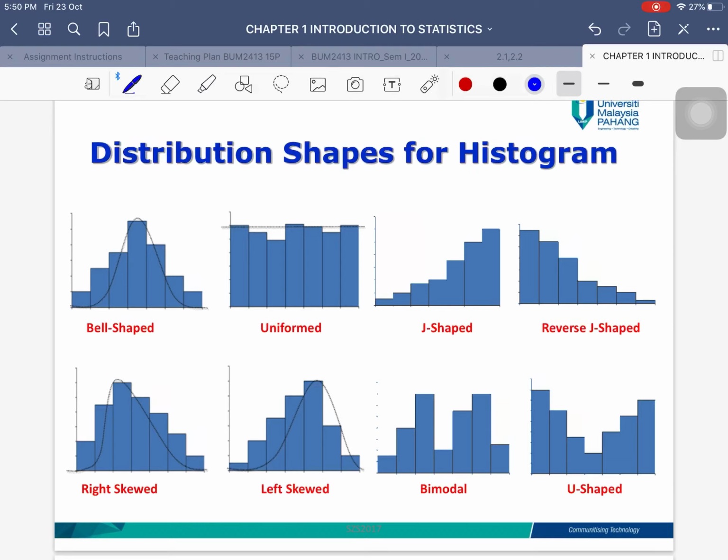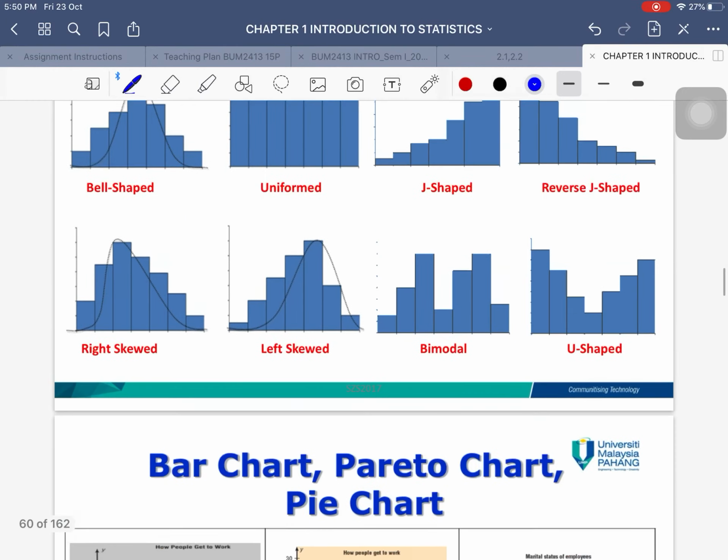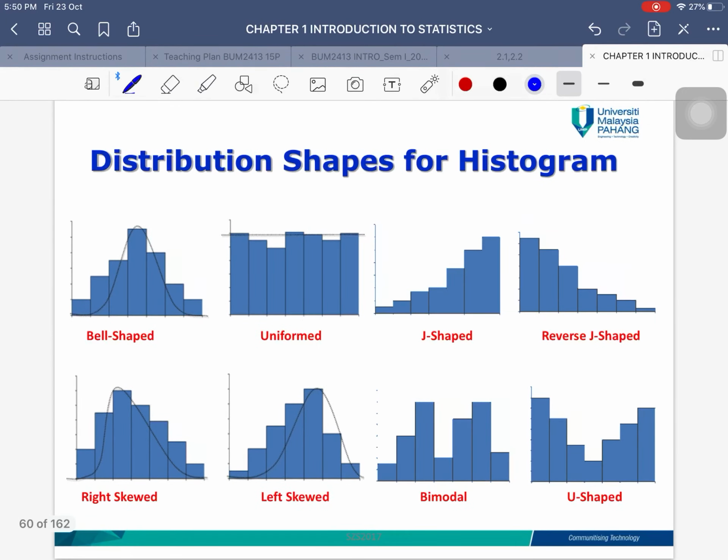Now, distribution shape for histograms. When you sketch a histogram, the shape of the histogram can tell you things. These are the general shapes that you might come across. If you come across something with a peak in the middle, it's called a bell shape. Remember what a bell is like? A bell is something like this. I know I'm really bad at sketching, but that's basically how a bell shape looks.